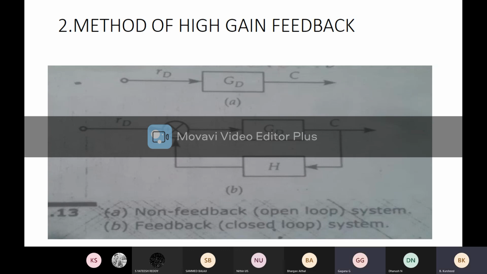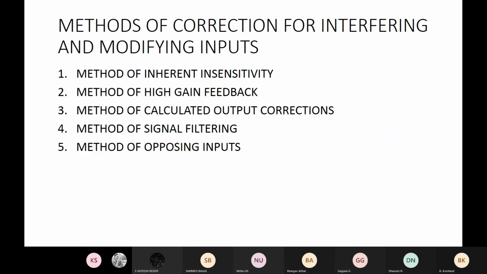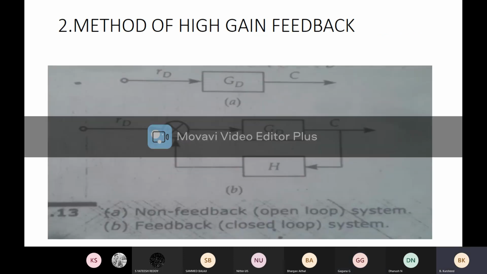Mom? Tell me. Mom, can you show the first one, Mom? Yeah. So, first one, no figure for inherent insensitivity. It is a theoretical concept. Huh? Only second one.